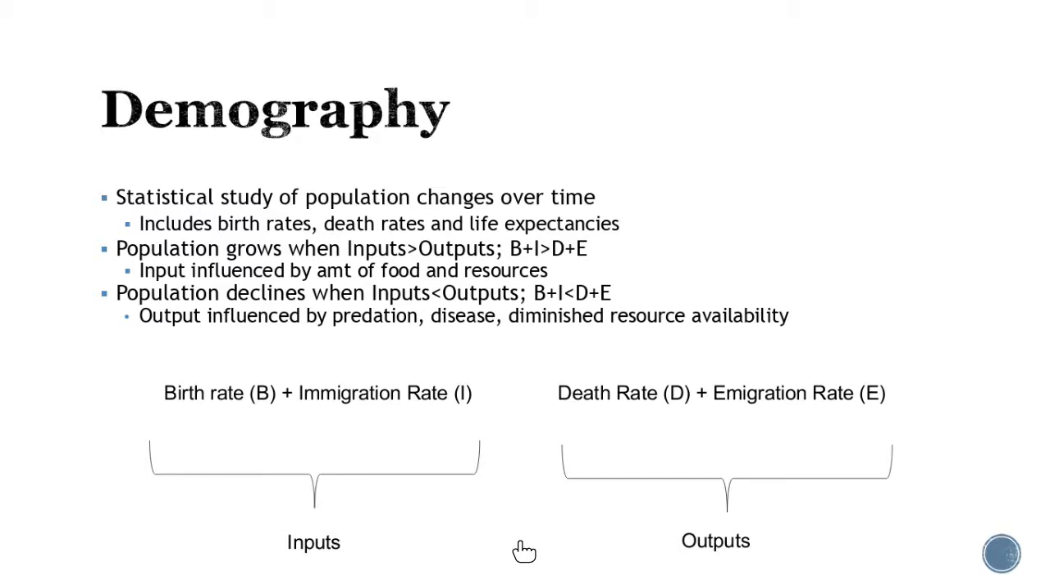Now, like I said, your population could be a positive growth or it could be a negative growth. It just depends which has the greater number. And sometimes your population growth can actually be 0.